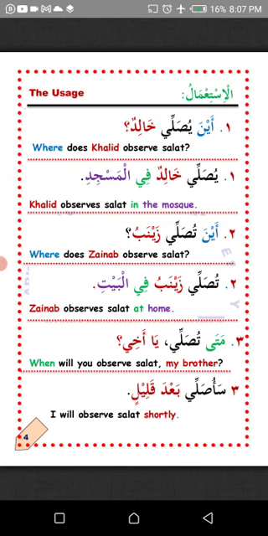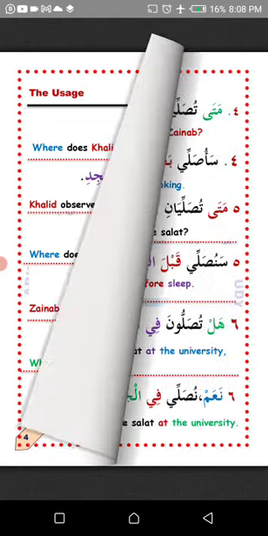Ba'da qalil, shortly. Remember that the sinun at the beginning of the verb sa'usalli indicates a future tense. So it indicates an action that will take place in the time to come, but not now. For instance, sa'adhhab, I will go. Sa'aktub, I will write. Sa'ashrab, I will drink. Sa'akul, I will eat. I hope you understand.